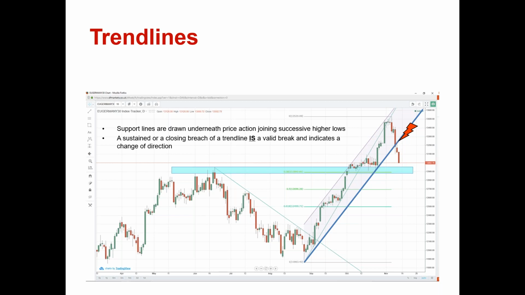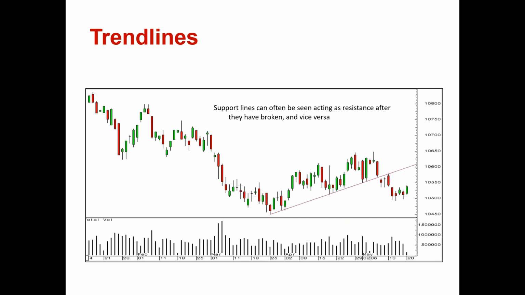Okay, so support lines are drawn underneath price action, so they're upwardly sloping, and they are joining higher lows. A sustained or closing breach of a trend line is a valid break and indicates a change of direction.